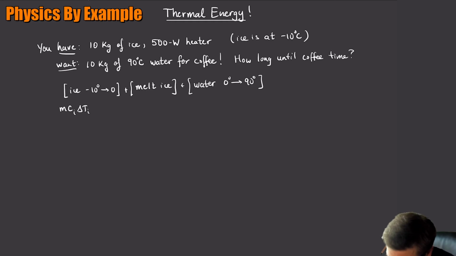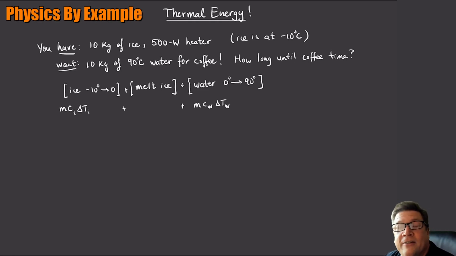The second step, let's skip it for a second, and then we'll fill it in. Water, we already know how to do that. How do I take water from 0 to 90? It's the mass times the specific heat of water times delta T for water, 0 to 90, so it'd be just 90. Okay, melting the ice. It's not quite the same equation because there's no change in temperature. It stays at 0, but we go through a phase change.